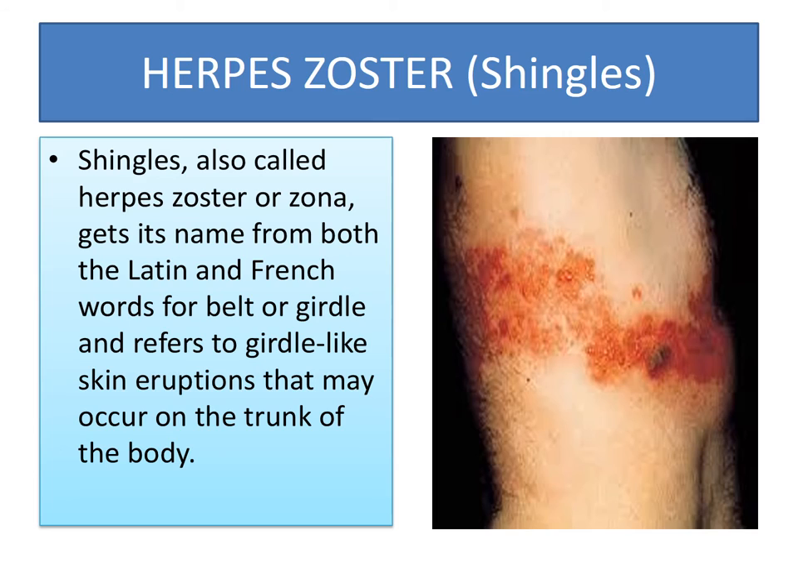Herpes zoster or shingles, also called zona, gets its name from both the Latin and French words for belt or girdle, and refers to girdle-like skin eruptions that may occur on the trunk of the body, like a belt, and that's why the name is taken from Latin belt or girdle.